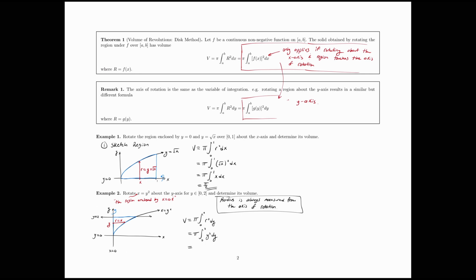So to integrate this, of course, we would power rule, so pi over 3, y cubed between 0 and 2. This would evaluate to 8 pi over 3 for the volume.